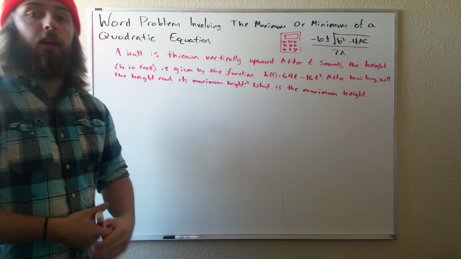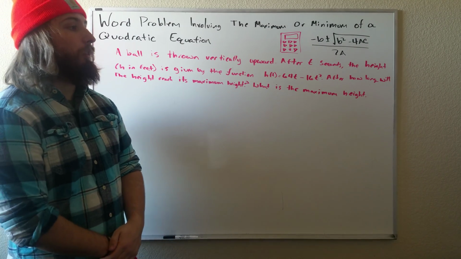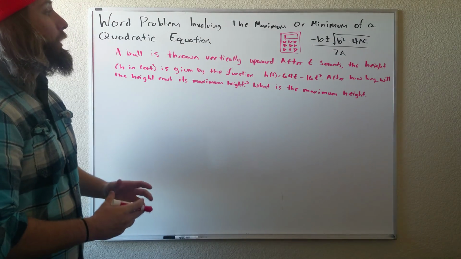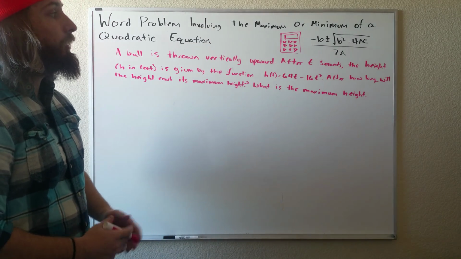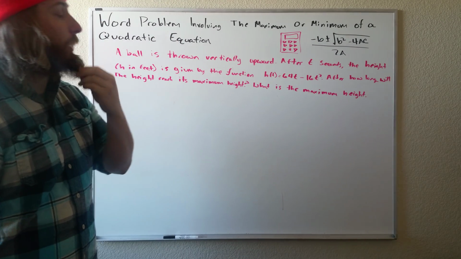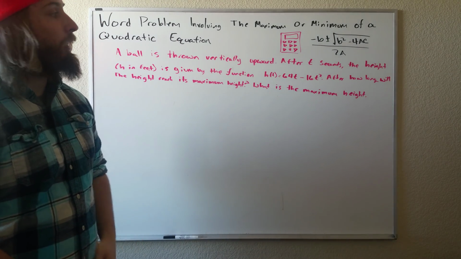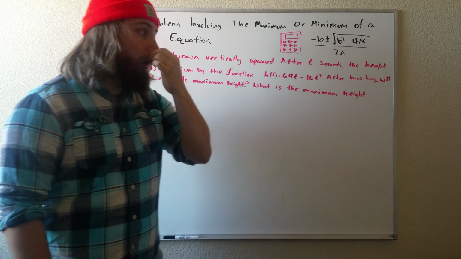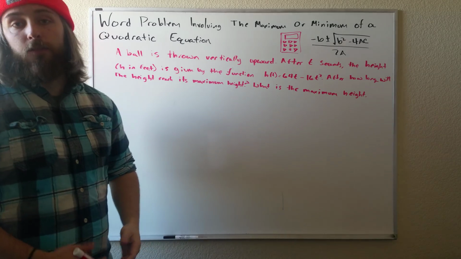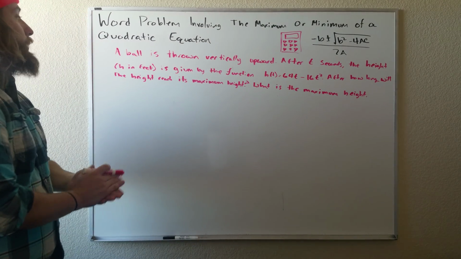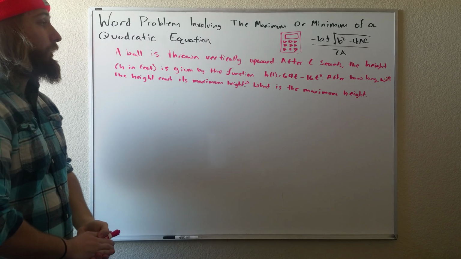Guys, now we're looking at word problems involving the maximum or minimum of a quadratic equation. And in this problem, Alex will actually give you a calculator because you have to use negative b plus or minus square root b squared minus 4ac all over 2a. Make sure you put the negative b over 2a as well, because a lot of people don't and it gives them the wrong answer.